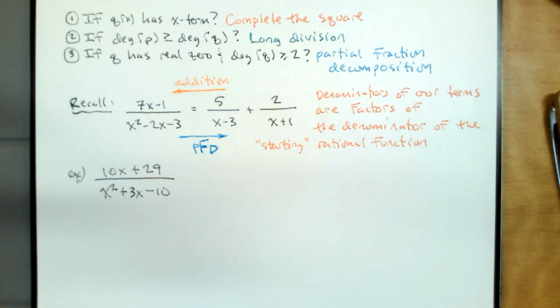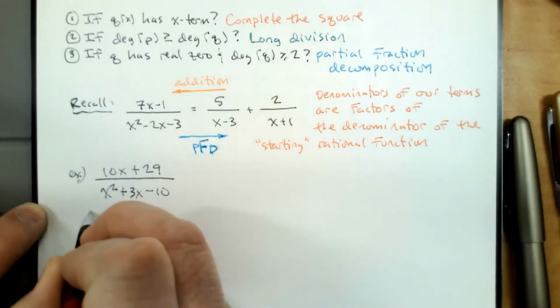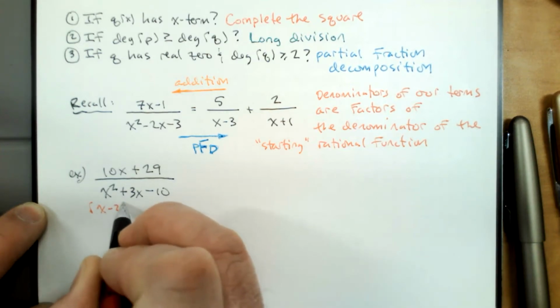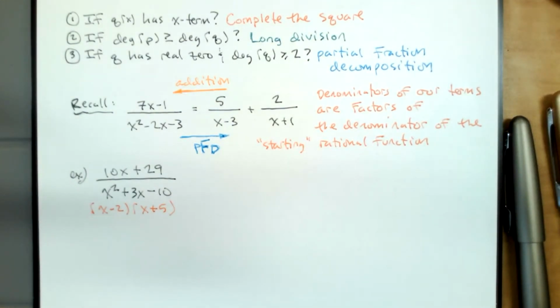What we're going to notice is that the denominator x squared plus 3x minus 10 is quadratic and it has real zeros. We might recognize this as factorable, and it factors: this has factors x minus 2 and x plus 5. So we notice that the denominator is quadratic with real zeros. That's what makes us want to do partial fraction decomposition.